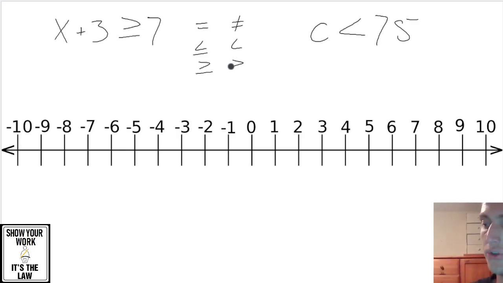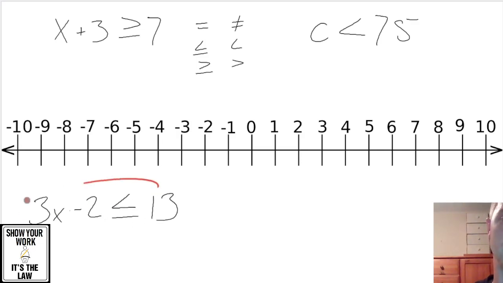So 2 less than 3 times a number. So 3 times a number, we don't know what that number is, and 2 less than that. 2 less than 3 times a number is, so we're going to use one of our symbols, is no more than 13. So if it's not more than, it could be 13, but it could also be less. So less than or equal to 13. Boom. We're just turning these English sentences into math sentences.